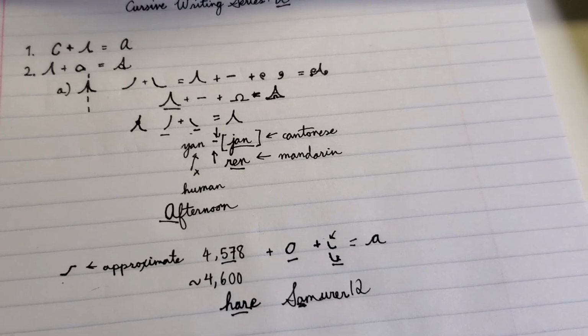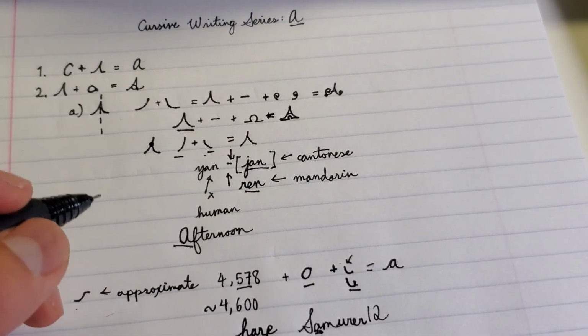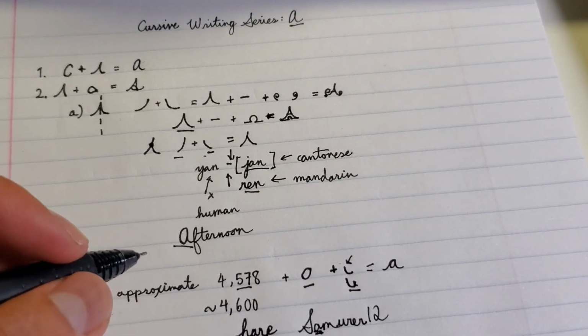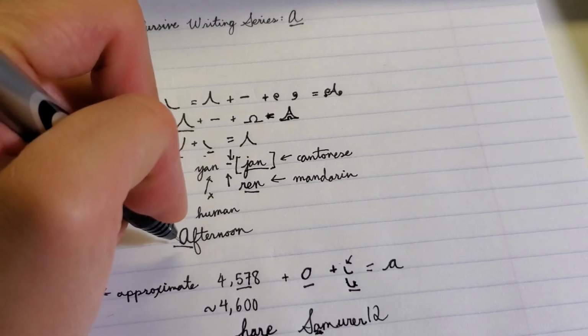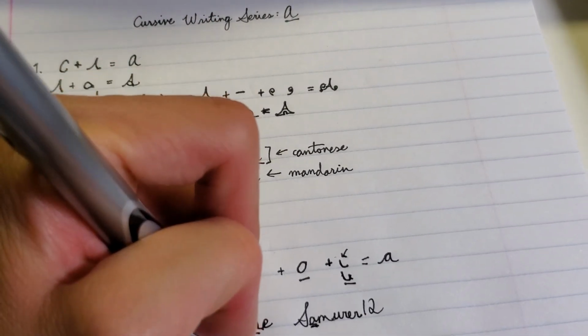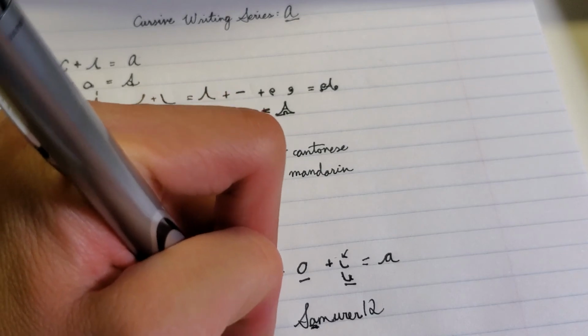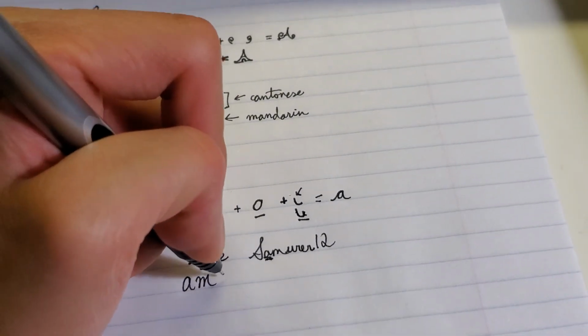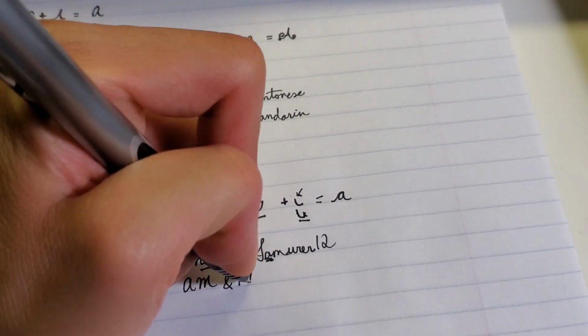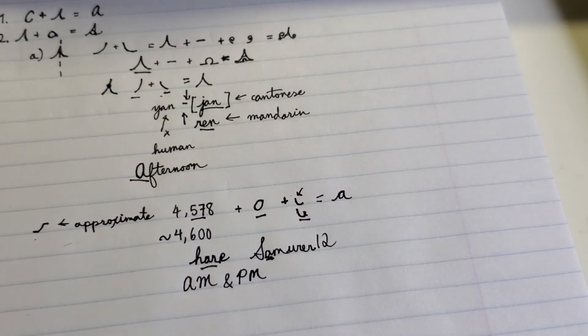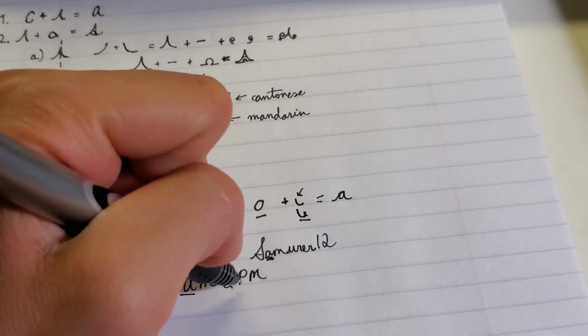And as I've gone through with the letter A in front of the other letters, you can use the afternoon example, or you could use the AM and PM example as well. So AM and PM.